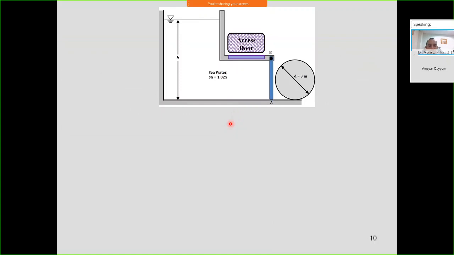Okay, so we start with the... So we already know H equal to 6 meter, and the density equal to 1025 kilogram per meter cube, just specific gravity times 1000. And we start with the watertight door, this circular door. So for this circular door, there are several steps to do this kind of question.